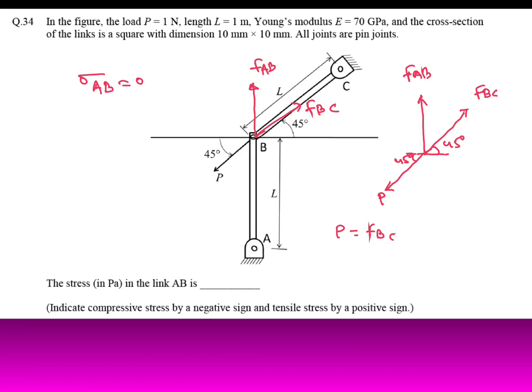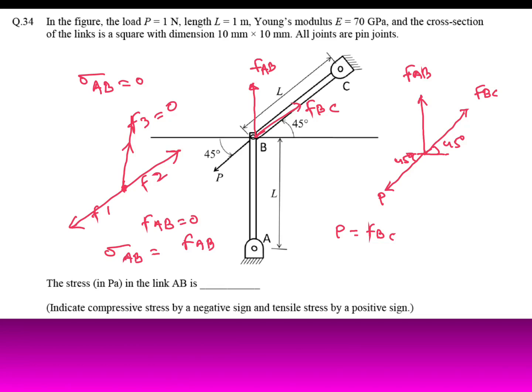If you remember truss formulas or truss examples, if two forces are collinear and a third force is acting at an angle, the third force will become 0. So F1 and F2 are the same, they are collinear, and F3 will become 0. If you apply Lami's theorem also you can solve, and you will get the same answer. FAB is equal to 0. We have to calculate sigma AB, which is force FAB divided by the area of AB. Force AB is already 0, so sigma AB is equal to 0.